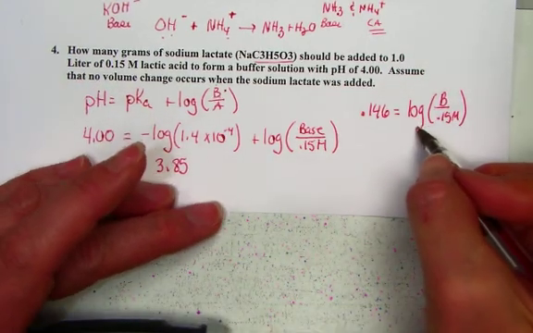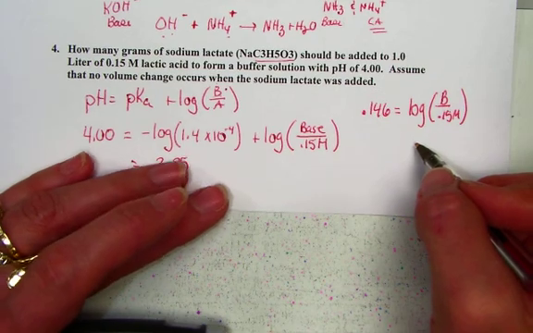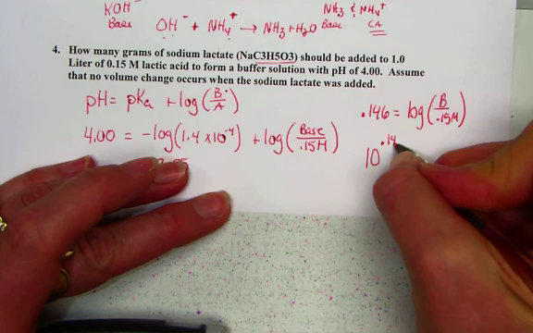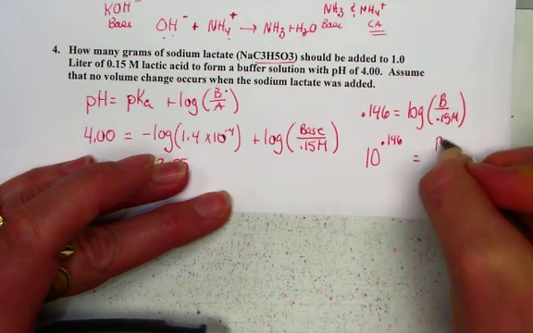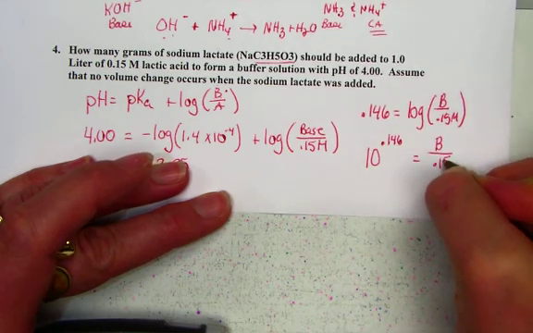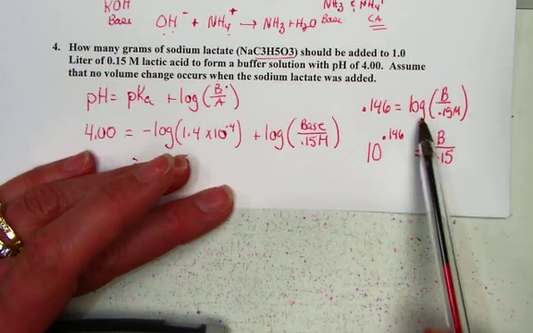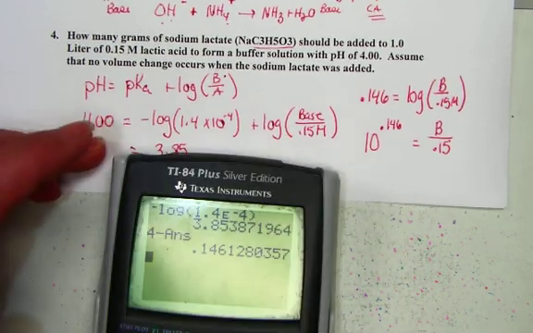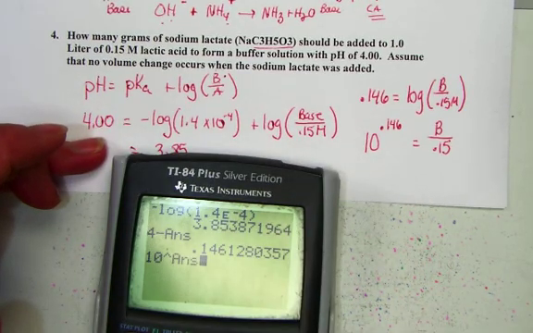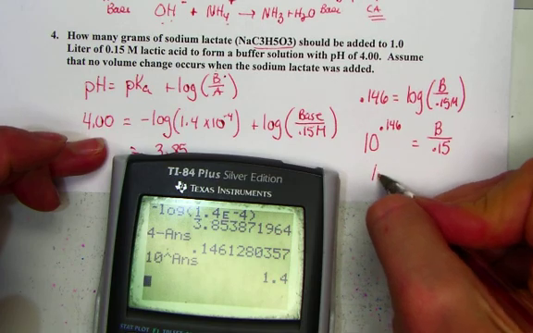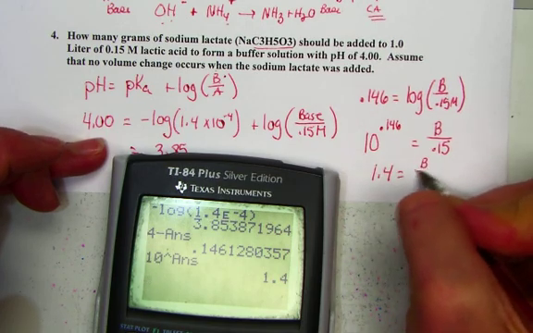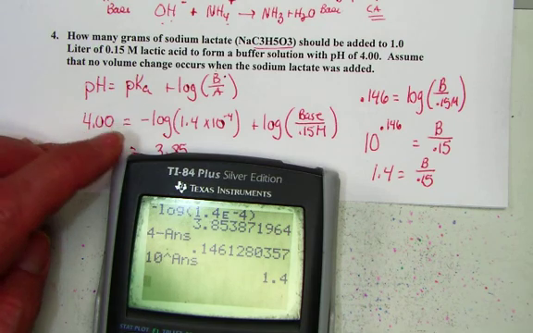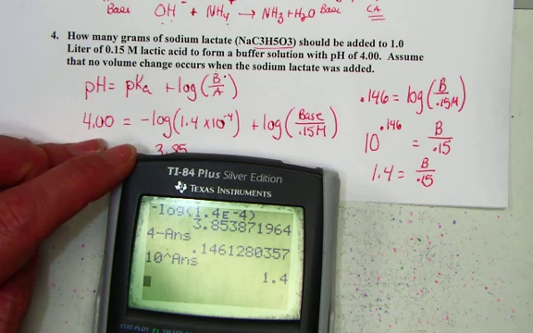Remember, to get rid of log, it sits on top. The opposite of log is a base of 10. So 10 raised to the power of 0.146 is equal to the concentration of our base over 0.15. The opposite of log is 10 raised to that power. So I'll hit 10 raised to the power of our answer, and that gives us 1.4 is equal to the base over the acid. We'll cross multiply for the concentration of our base.